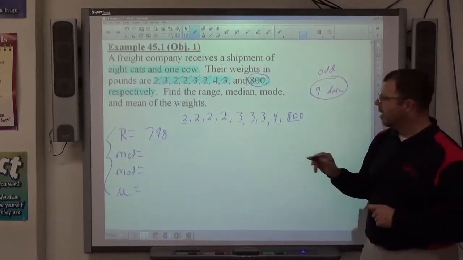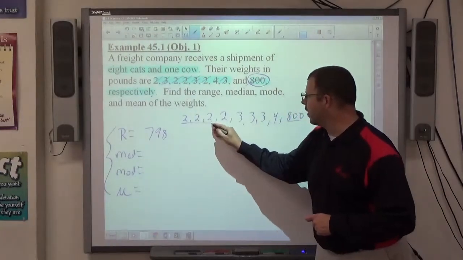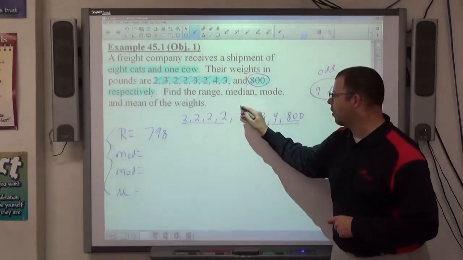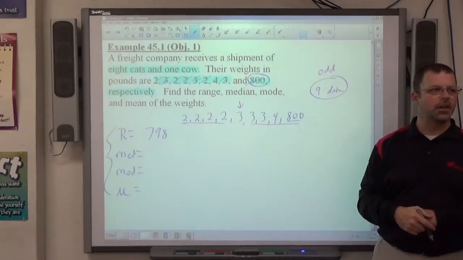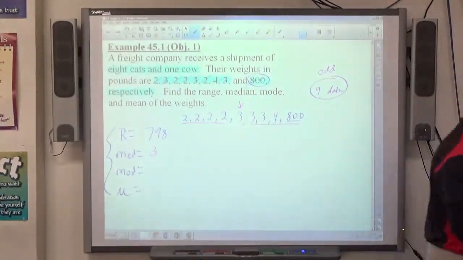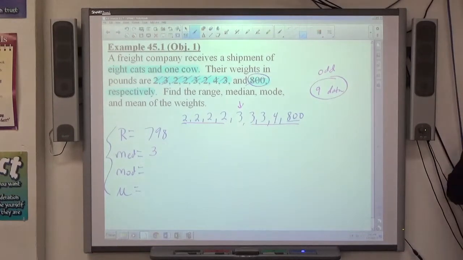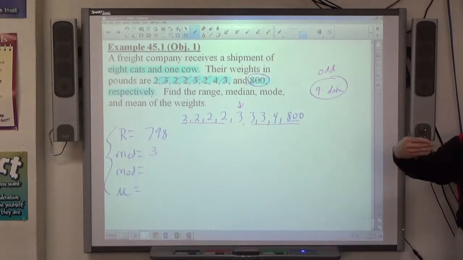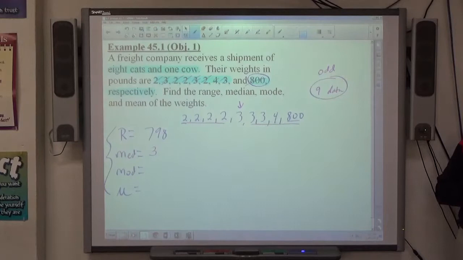All right, so if you take a look, 4 numbers to the left, 4 numbers to the right, and 1 number in the middle. The median is the middle number, so it's 3. If you have an odd number of data, the median always lands in the middle. An equal number of data should be on one side, an equal number of data should be on the other side. All right?